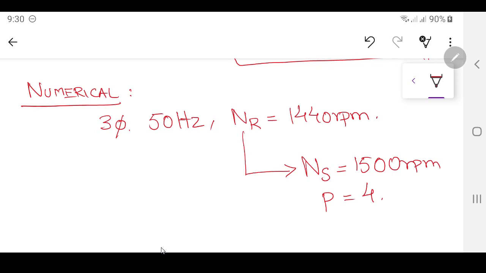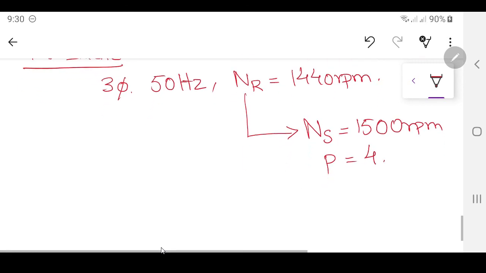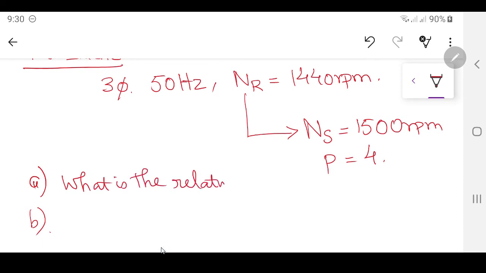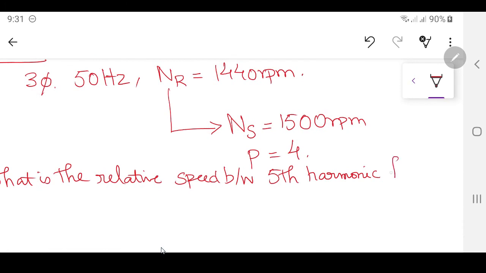Whenever this data has been given, that it's 50 hertz and the rotor speed has been given, because this is the fundamental rotor speed over there, so this is 1440 rpm. The nearest synchronous speed is 1500 rpm, so the number of poles is 4. If it was something like 2800 or 2900 rpm, then ns would have been 3000 rpm and poles would have been 2. Now what has been asked in this question, let me write down the statement. It has been asked, what is the relative speed between the fifth harmonic field and rotor?